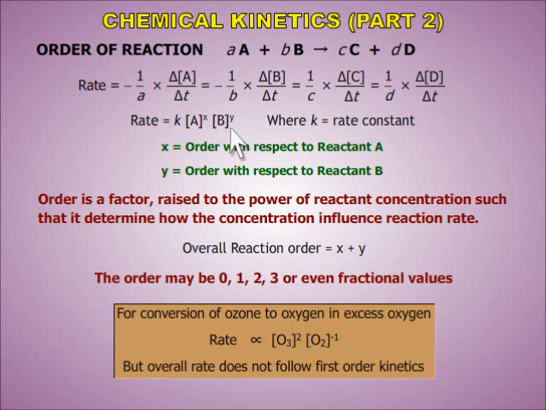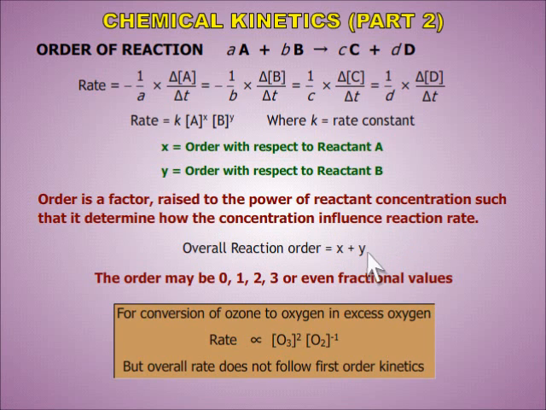Watch this rate law expression. Here, x and y are the factors which are called order with respect to the reactants. Therefore, x is the order of reactant A and y is the order of reactant B. Order is actually a factor which is the power of the concentration of a particular reactant, such that it determines how the concentration influences the reaction rate.